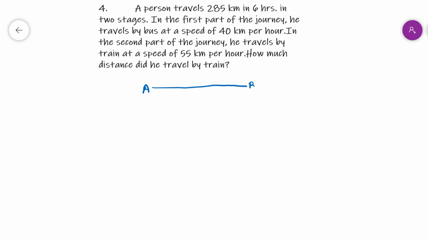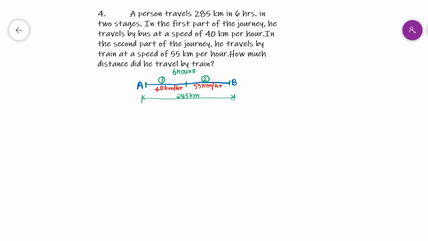A person travels 285 kilometers in 6 hours. From A to B it is 285 kilometers, and the total time taken for the journey is 6 hours. For the first part of the journey I go by bus and then transfer to the train. I don't know how much I traveled by train and how much by bus. But the bus traveled at a speed of 40 km per hour and the train at a speed of 55 km per hour.